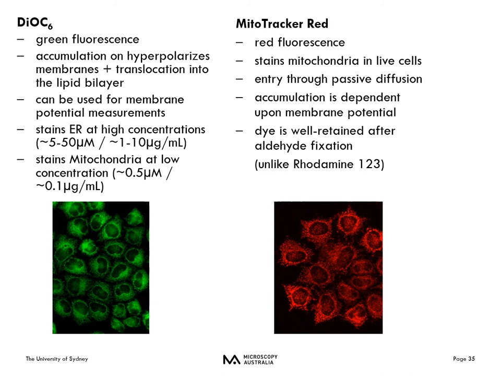And here, DiOC6 and MitoTrackers can be used to label mitochondria. DiOC6 stains mitochondria at low concentration, and then it will stain ER and other organelles at higher concentrations. It is usually used for membrane potential measurement. The MitoTracker series has lots of different colors. And MitoTracker Red stains mitochondria in live cells, and it is also well retained after aldehyde fixation.